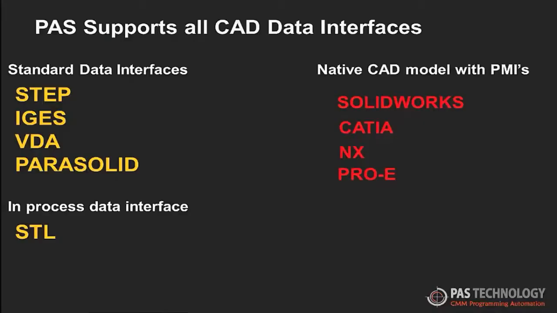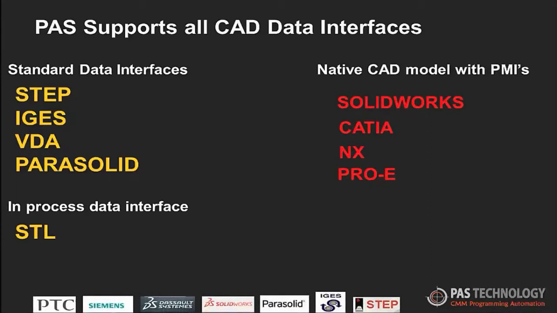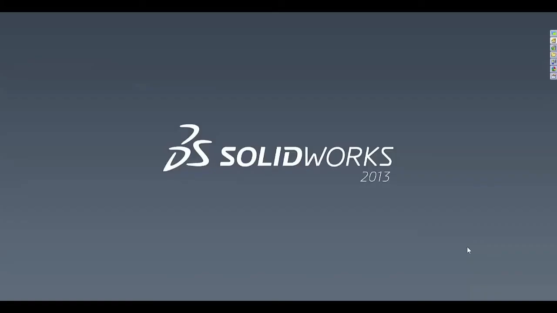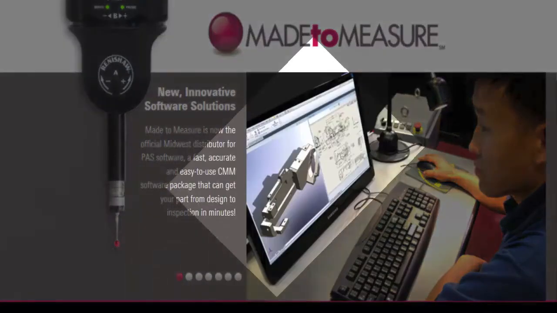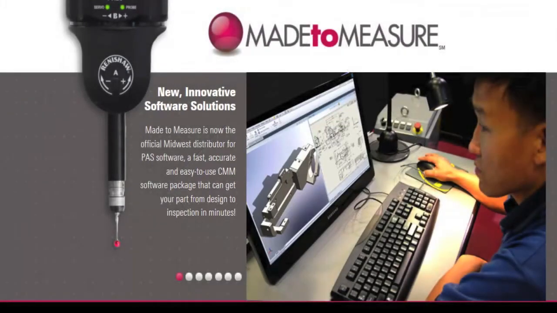Now, PAS can be used with many different CAD programs, including SolidWorks, CATIA, and Pro-E. You can even use just IGES and STEP models as well. In this installment, we're going to be focusing on SolidWorks. We're going to take a SolidWorks model and convert it to a CMM program in minutes, not hours or even days. First, we're starting in SolidWorks.